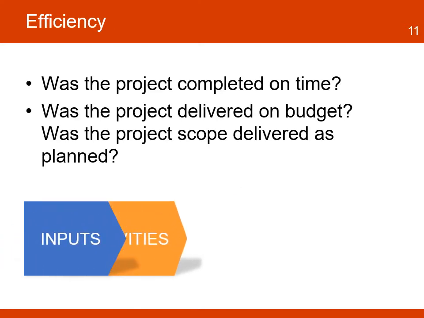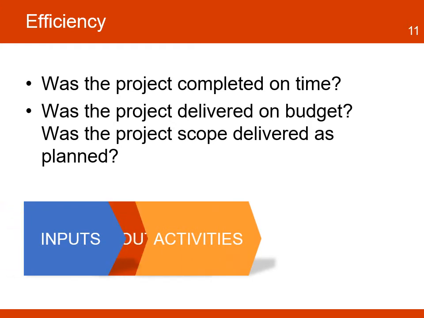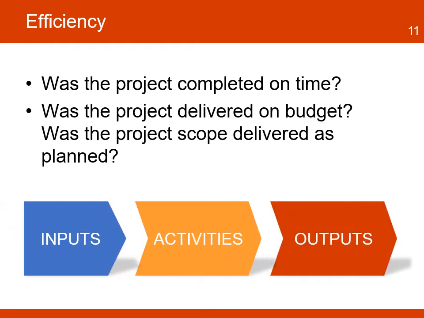Efficiency relates to the degree in which the project used the resources to achieve the intended results without wasting funds and time. It measures the variance between the project's original plans to use the resources and the actual performance. Evaluation will seek to answer if the project was completed on time and on budget, and if the project scope was delivered as planned and within the quality standards.